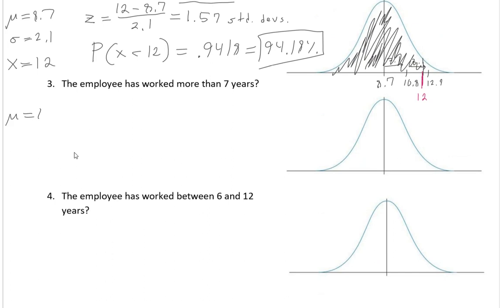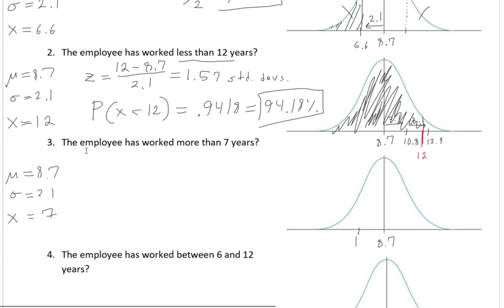All right, so again, my mean is 8.7, standard deviation is 2.1, x is now 7. Well, on my graph, 8.7 is here. If I go down 1 standard deviation, I get to 6.6, right? Yeah. I get down to 6.6. And 7 is somewhere in the middle of that. So 7 is maybe like here or so. That might be where 7 is. And what we're trying to find is the area more than 7. So more than 7 is what we're looking for.